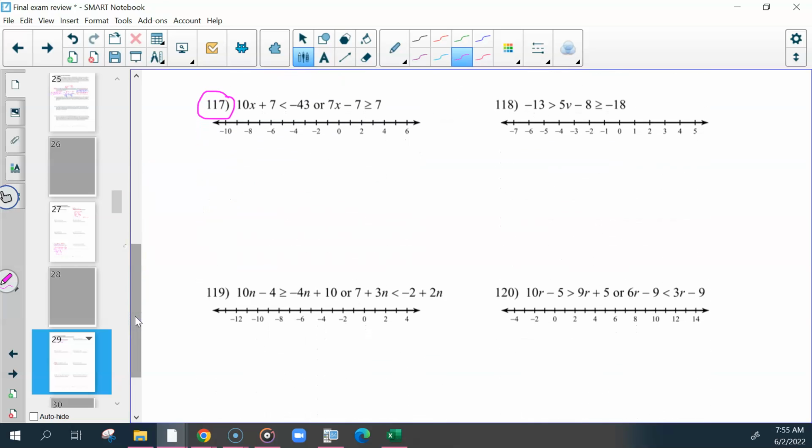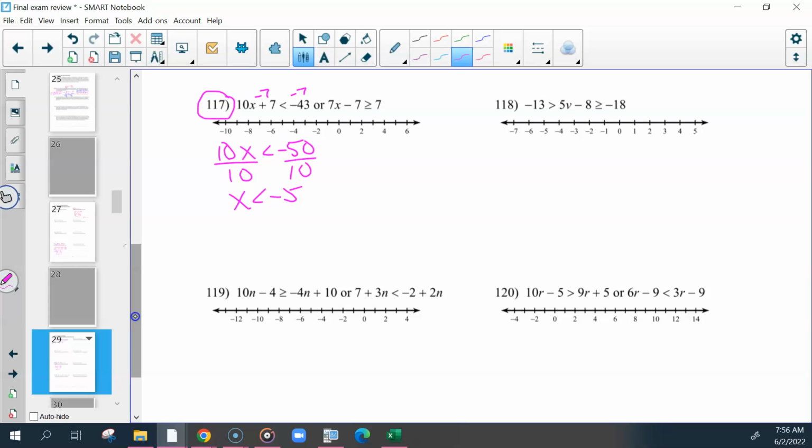For 117, this is an "or" inequality, so we have to solve both of these separately. I'm going to solve this one first by subtracting 7 on both sides. We have 10x is less than negative 50. Then I can divide both sides by 10. I'm not dividing by a negative, just what I'm dividing by is negative, so my sign does not have to change. So x is less than -5.